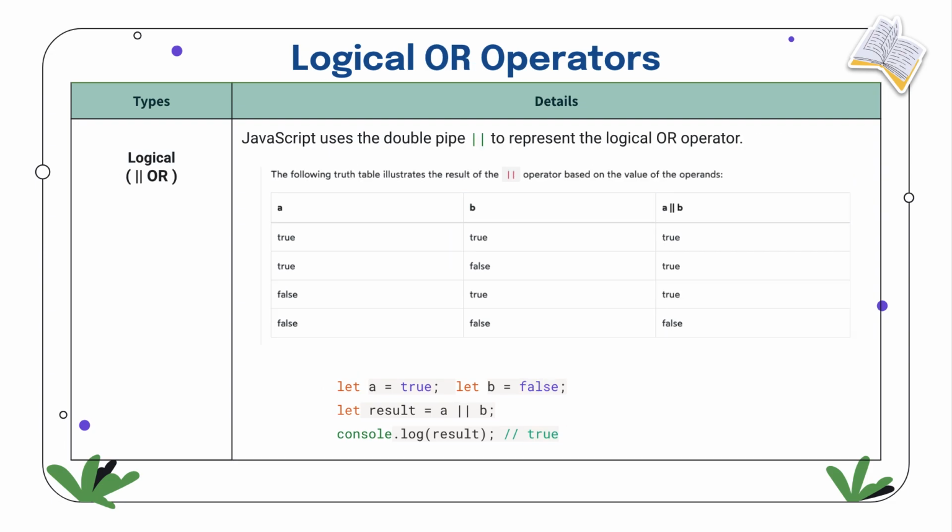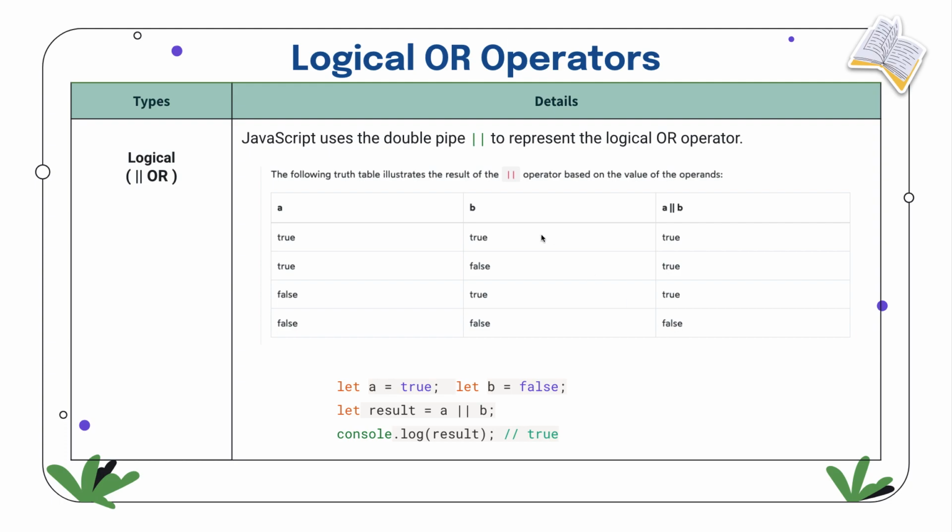Next we'll move on to the logical OR operator. For the OR operator, we already know, if either of the values is true, the result will be true. If both values are true, the result is true. If either the first is true or the second is true, the result is true. And if both values are false, then the result will be false.